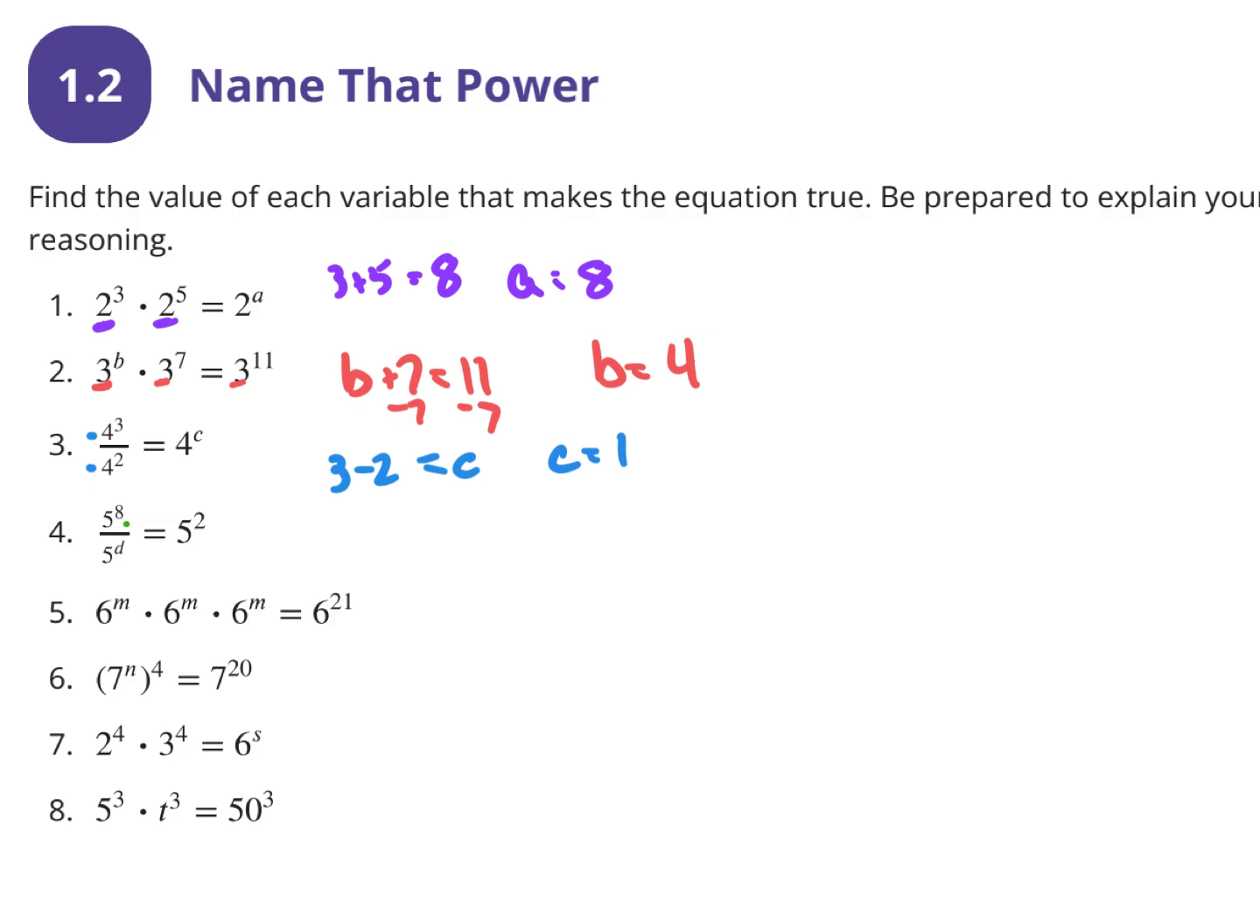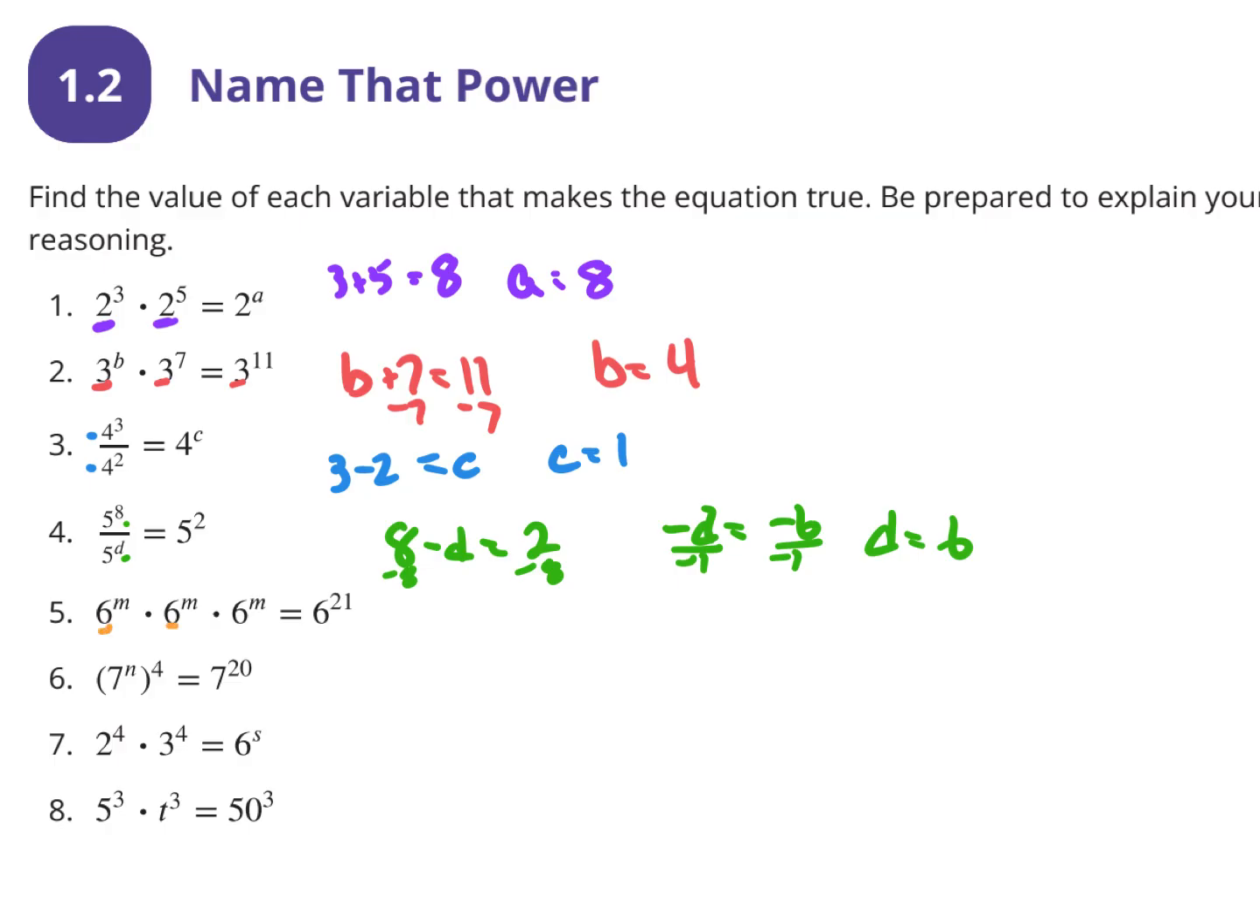We have 8 minus D is equal to 2. We could subtract 8 from both sides. And negative D is equal to negative 6. Divide by negative 1. And D is equal to positive 6.